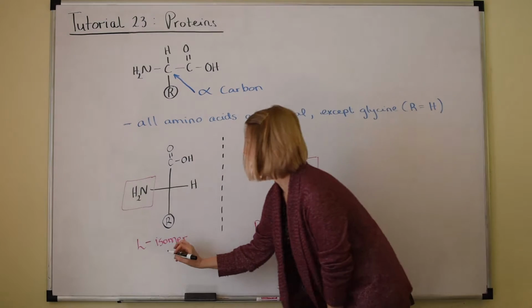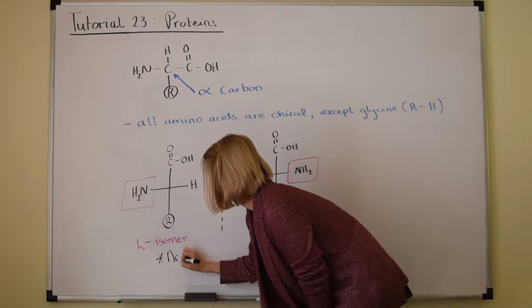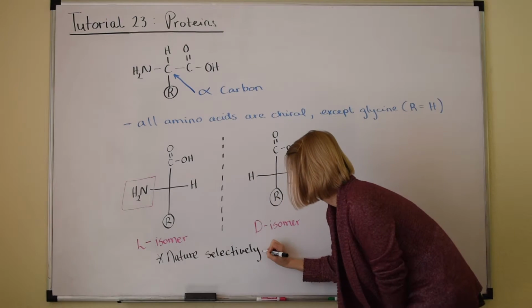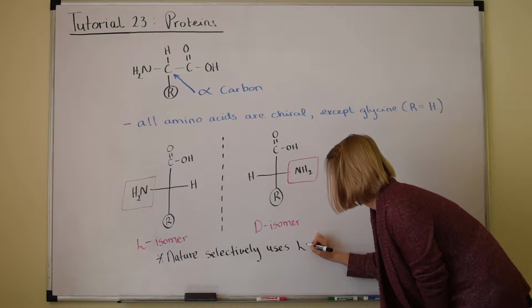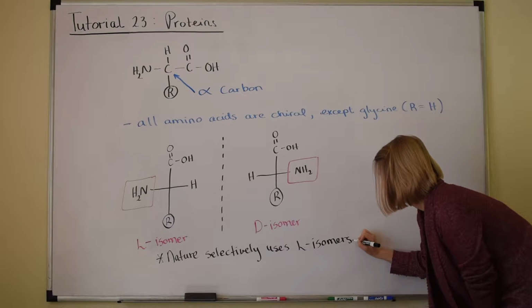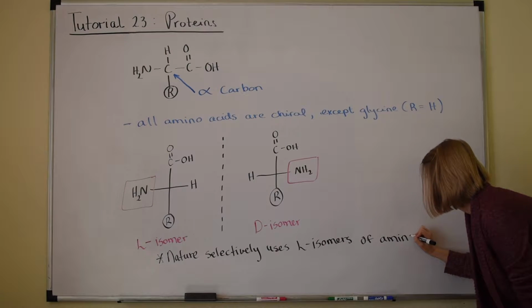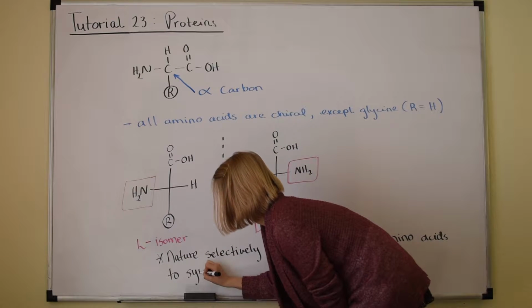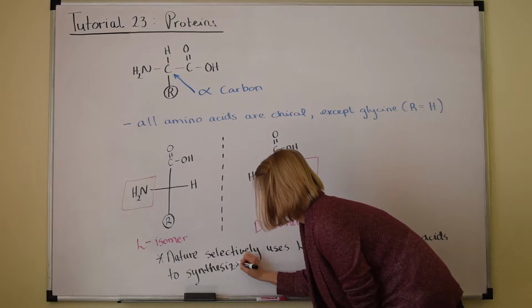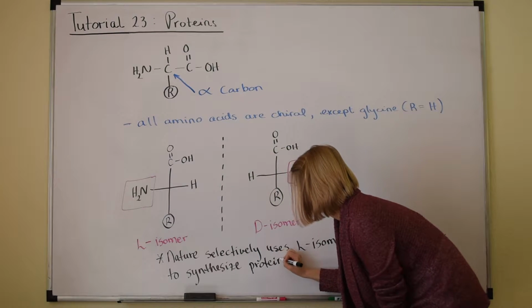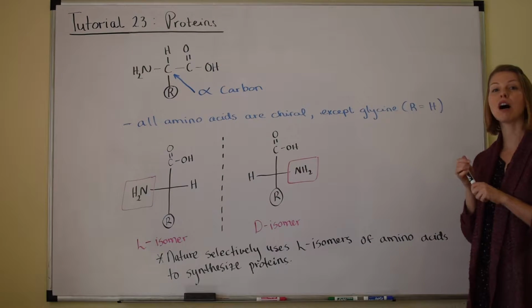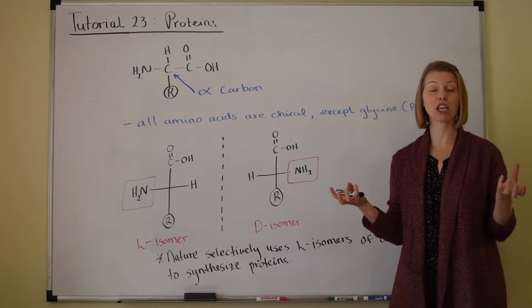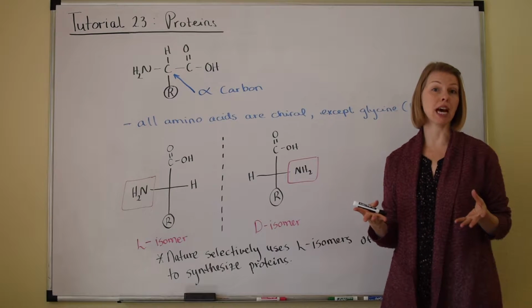So very interesting. Let me write that point down. Nature selectively uses L isomers of amino acids to synthesize proteins. Okay. All right, so I think we're ready now to go on and talk about how those individual units, how those amino acids are linked together to form the larger peptides and proteins.